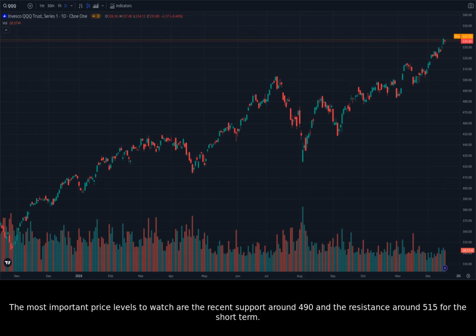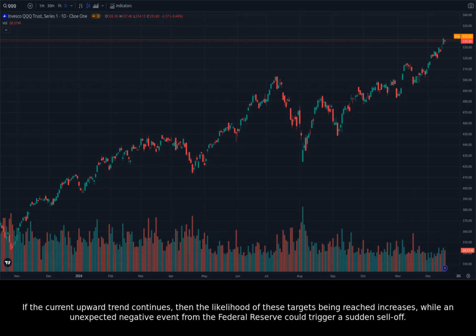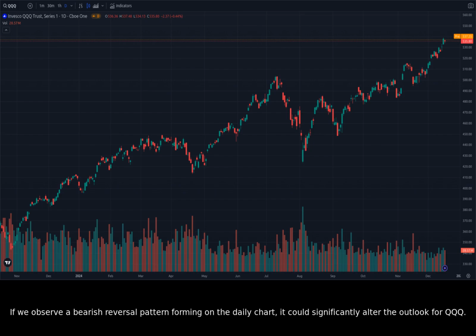The most important price levels to watch are the recent support around 490 and the resistance around 515 for the short term. For the long term, above 530 is an important resistance to watch, and a break above this level may trigger a significant rally. If the current upward trend continues, then the likelihood of these targets being reached increases, while an unexpected negative event from the Federal Reserve could trigger a sudden sell-off. If we observe a bearish reversal pattern forming on the daily chart, it could significantly alter the outlook for QQQ. Therefore, monitoring volume and price action carefully is crucial for traders to make appropriate decisions.